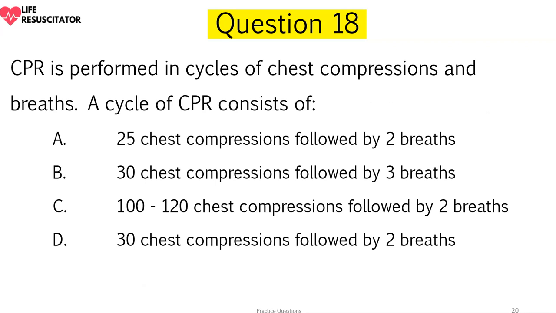CPR is performed in cycles of chest compressions and breaths. A cycle of CPR consists of 25 chest compressions followed by 2 breaths, 30 chest compressions followed by 3 breaths, 100 to 120 chest compressions followed by 2 breaths, 30 chest compressions followed by 2 breaths. A cycle of CPR consists of what? So indicate your answer.